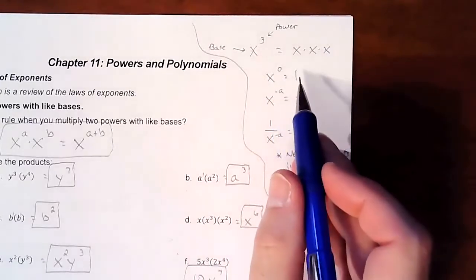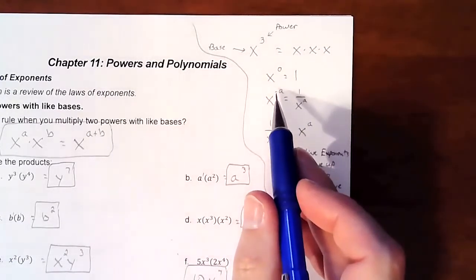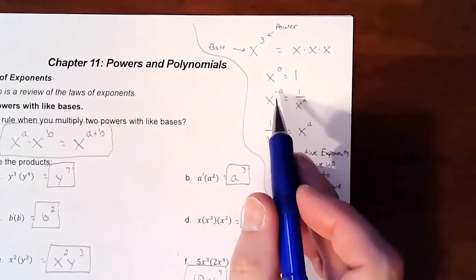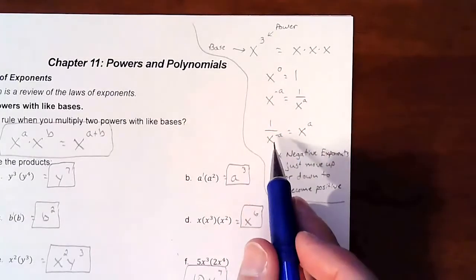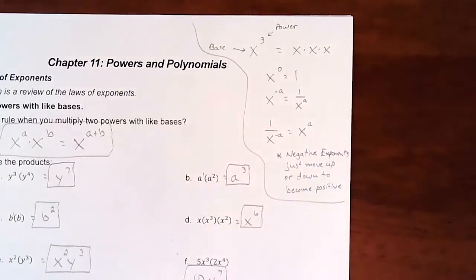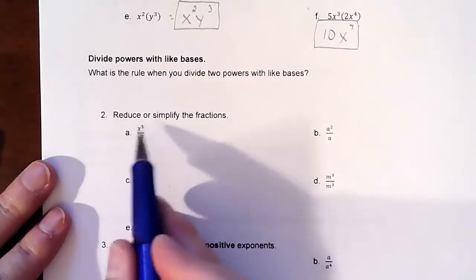Anything raised to the zero is a 1. If you have negative exponents, you just move it. It still keeps the value. It just takes it and brings it into the denominator, or if it's in the denominator, it takes it out of the denominator. That makes it a positive exponent. Okay, so with division, we are going to put this together.